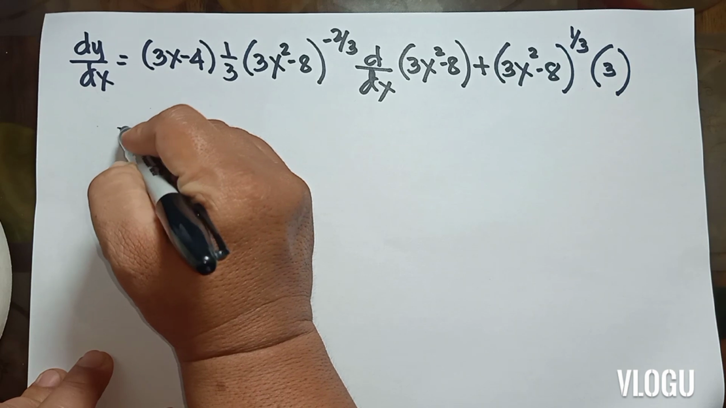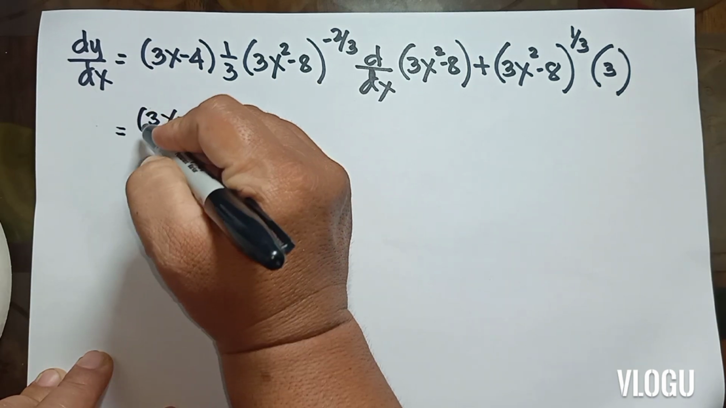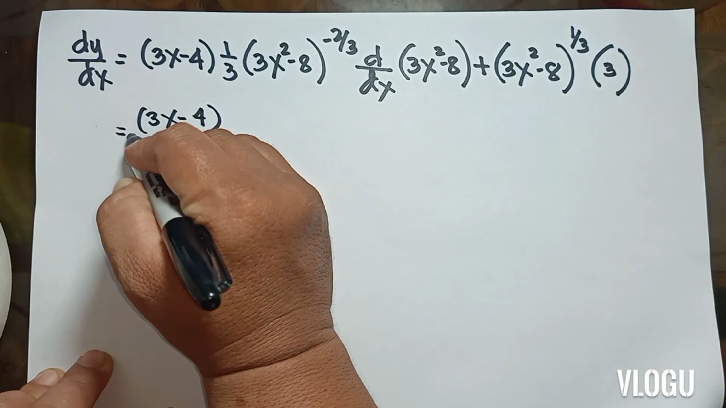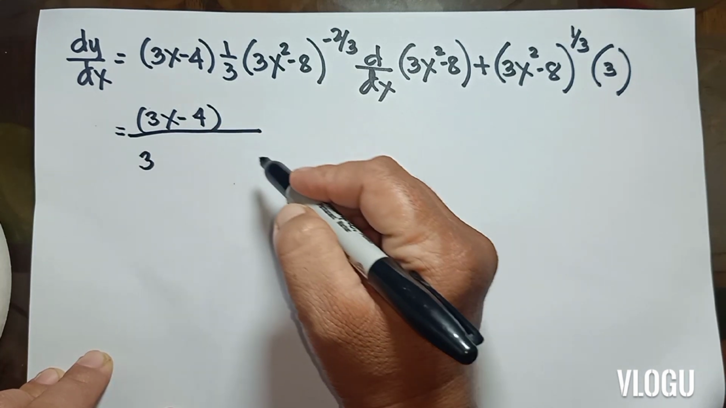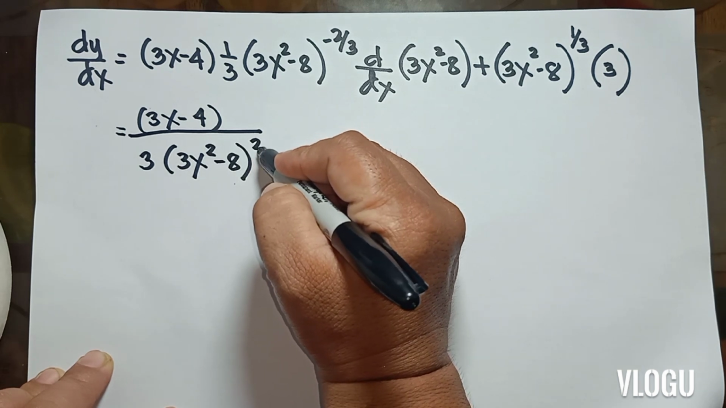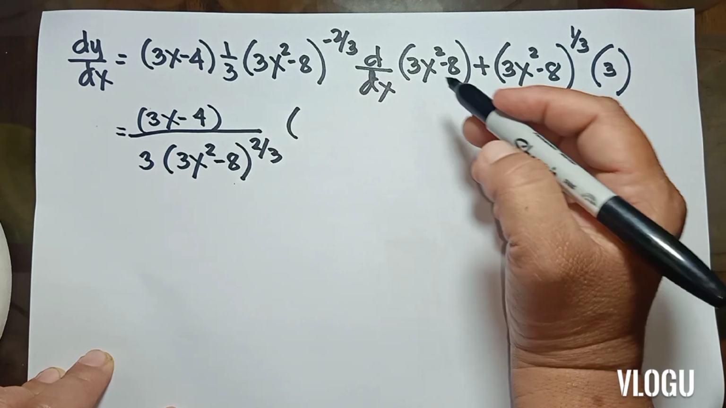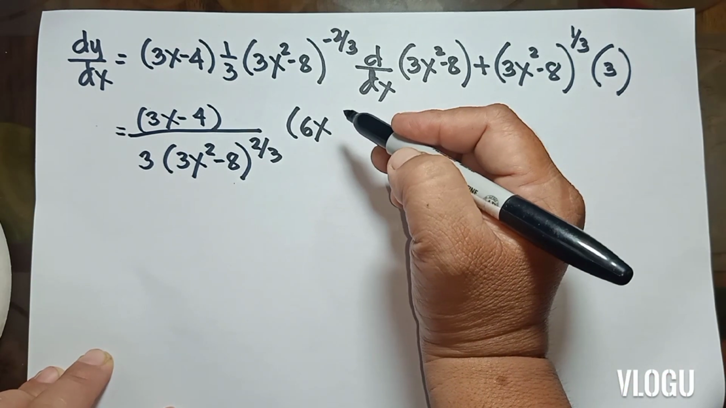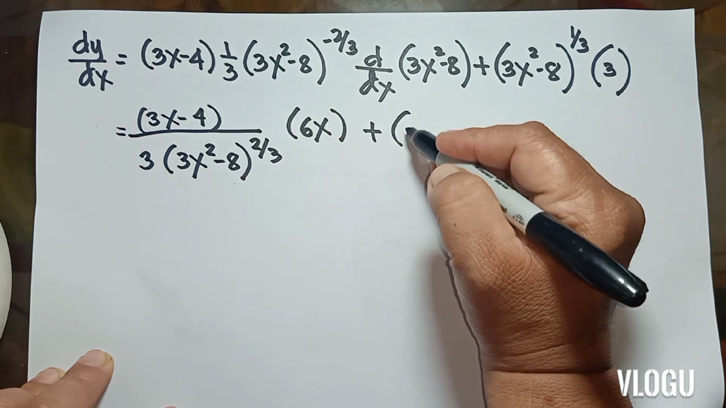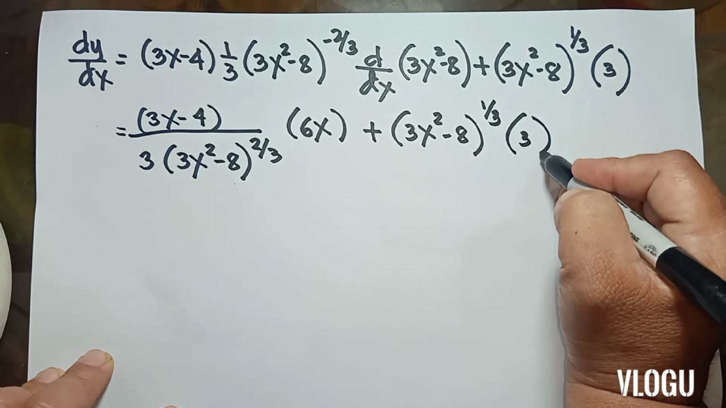So, therefore, we have 3x minus 4. This is negative 2/3, so if we bring that down, it becomes positive. So, therefore, we have 1/3 over 3x squared minus 8 raised to positive 2/3. Then we have the derivative of 3x squared, that is 6x. Then the derivative of 8 is 0. Then we have 3x squared minus 8 raised to 1/3 times 3.